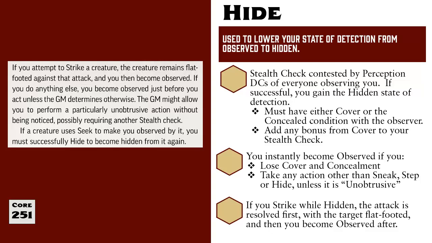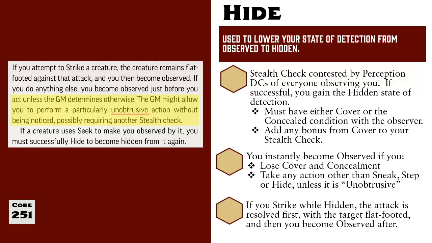And the second of the two exceptions to the rule that states any action other than hide, sneak, or step instantly makes you observed is the provision in the rules that states, unless the GM determines otherwise, the GM might allow you to perform an unobtrusive action without being noticed, possibly requiring another stealth check. The key word here is unobtrusive.